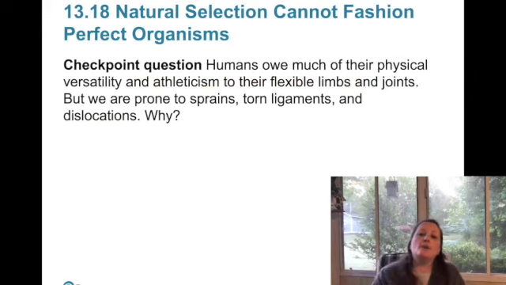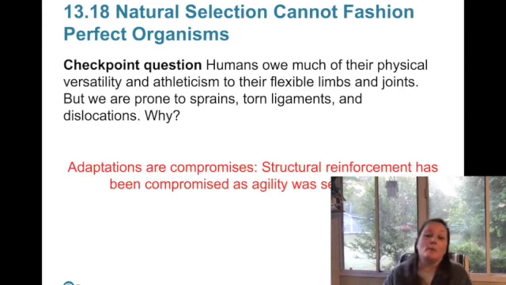Now, humans owe much of their physical versatility and athleticism to their flexible limbs and joints. But why are we prone to sprains, torn ligaments, and dislocations? Well, isn't that a good question? Have you ever wondered that? I started to think of a movie where somebody made a comment, and I am not going to go there, but it was making me think about that. Like, if we can do all these things, why do we also have the others? Well, that has to do with the compromise.